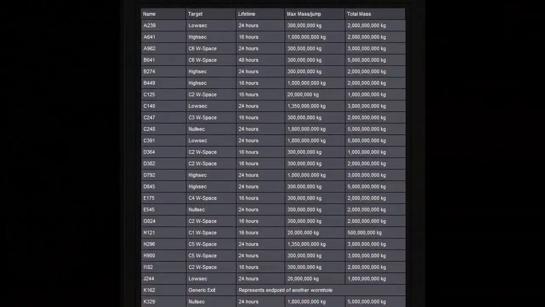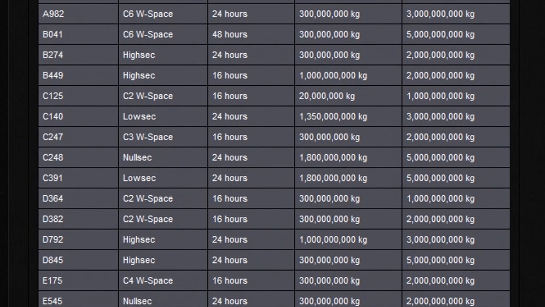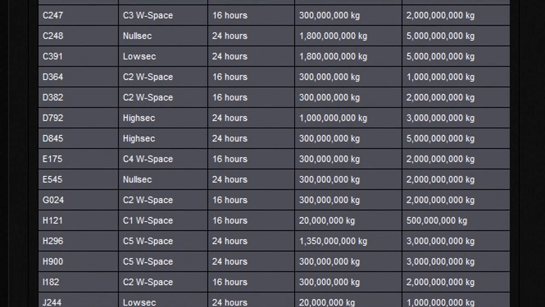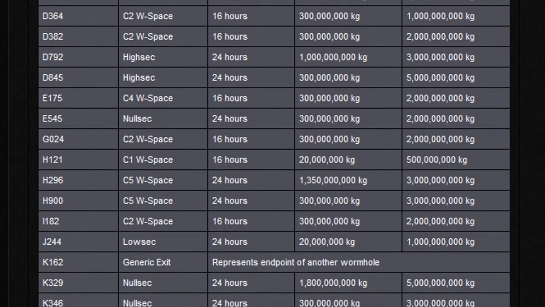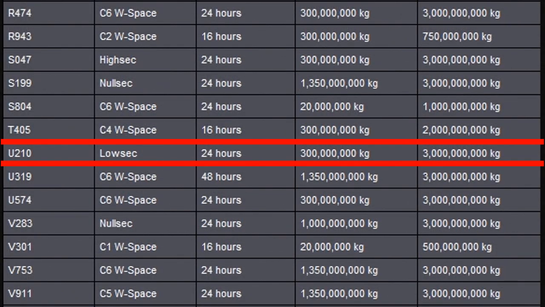Every wormhole type has two mass limits, the single jump mass limit and the lifetime mass limit. You can find these mass limits on Static Mapper or other wormhole information sites. The single jump limit tells you the largest ship you can put through that wormhole. For example, the U-210 has a single jump limit of 300 million kilograms, or 300,000 metric tons, exactly the mass of an Orca running a 100mm prop mod. That means that you can never jump any ship with a mass greater than 300,000 metric tons through this wormhole.